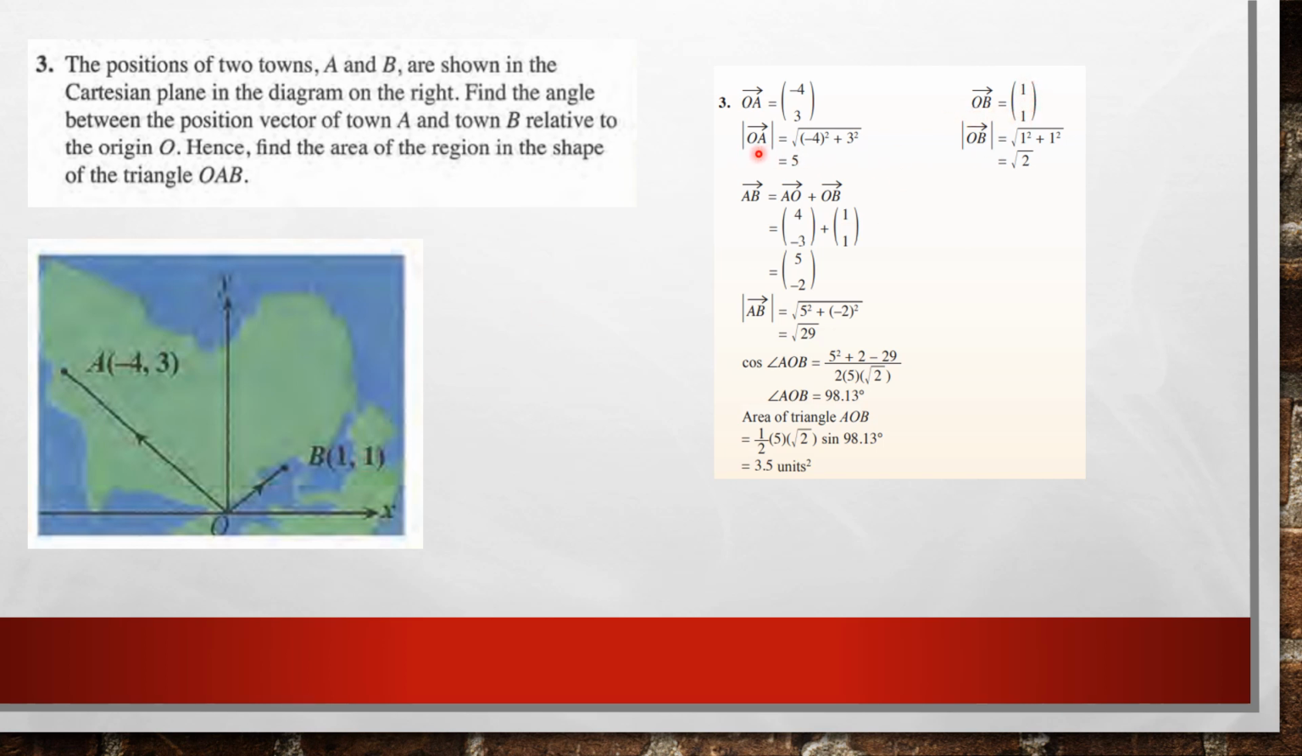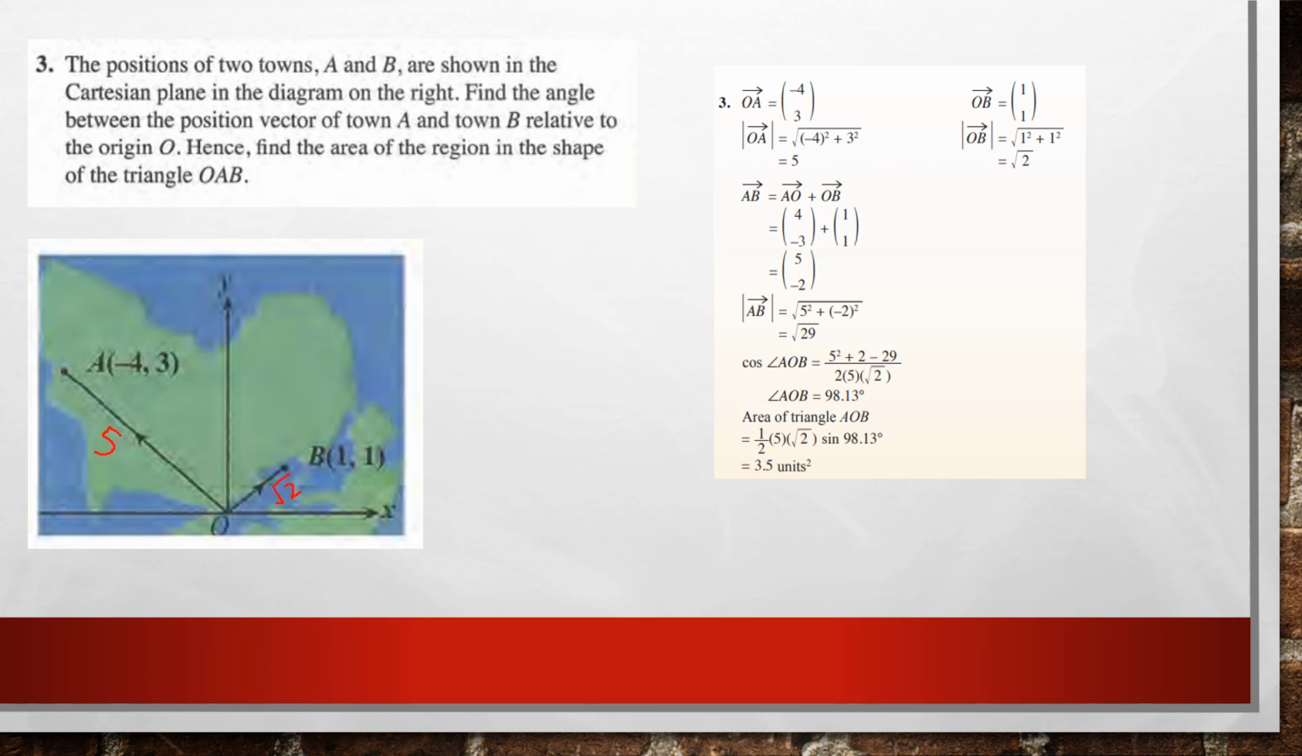So first we find the magnitude of OA, that is 5. How do you get it? Negative 4 squared plus 3 squared, then you take the square root, you get 5, like Pythagoras theorem. Also OB, 1 squared plus 1 squared, you get square root 2. So that is the length of OB, square root 2. And OA will be 5.